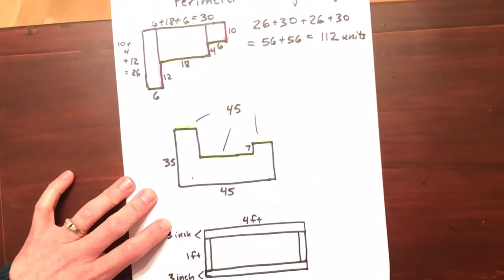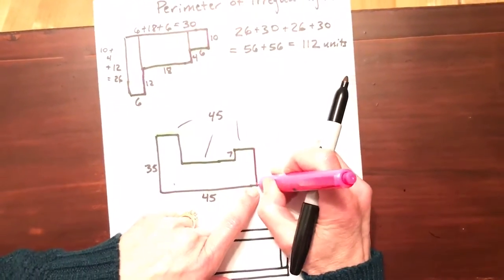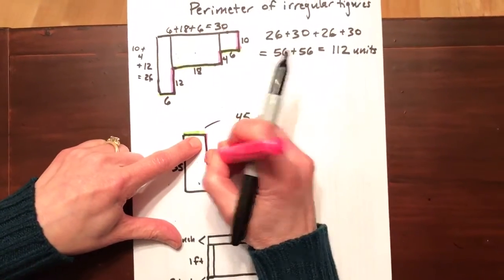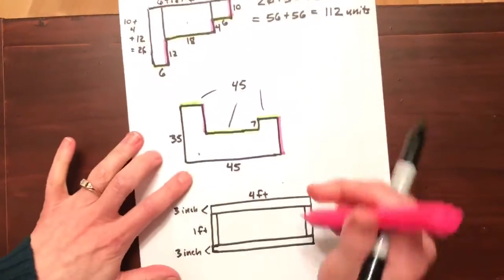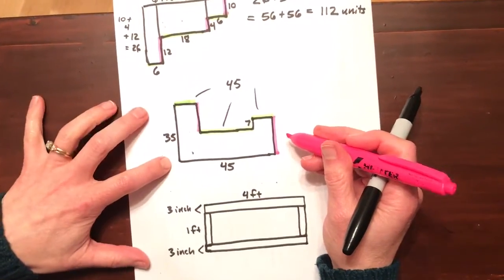Okay, now this is a little bit trickier. You notice that this part right here, this pink piece, and this pink piece, they overlap, and so they're going to be actually more than the 35. And so how can we figure that out?